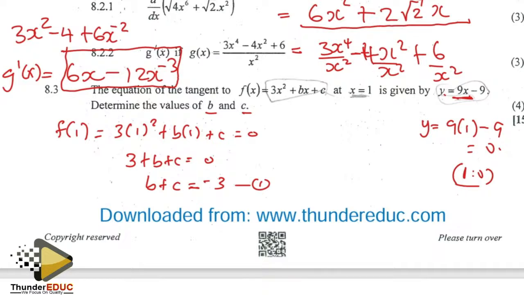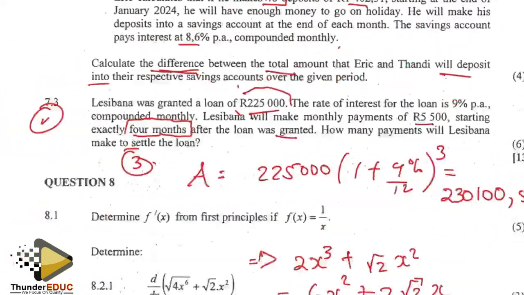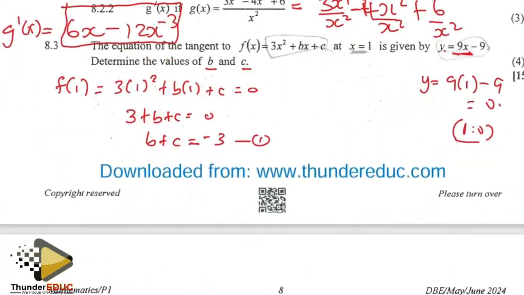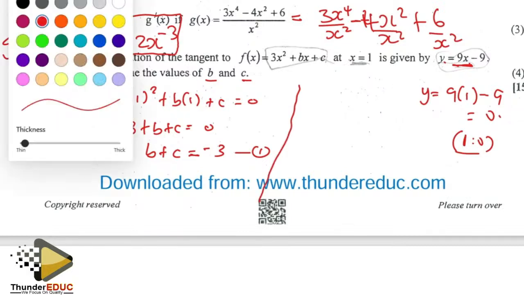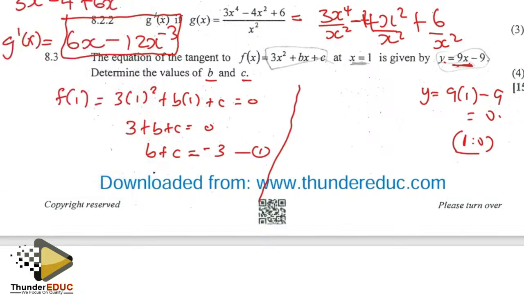Then I can look at maybe the first derivative, which is the gradient, because I know the gradient of this line is a 9, which means even the gradient of this function must also be a 9 at that same point. So let me change this and say my first derivative, f prime of x, is going to be 6x plus b. Because c is a constant, it falls away.